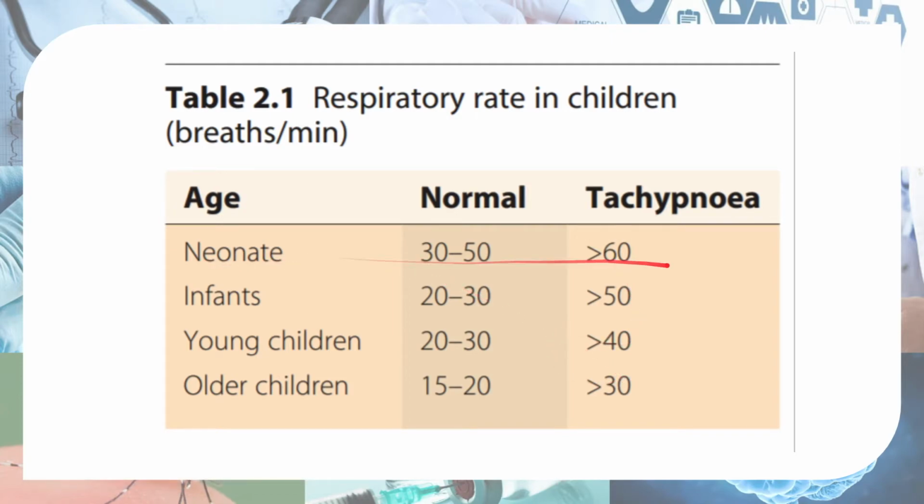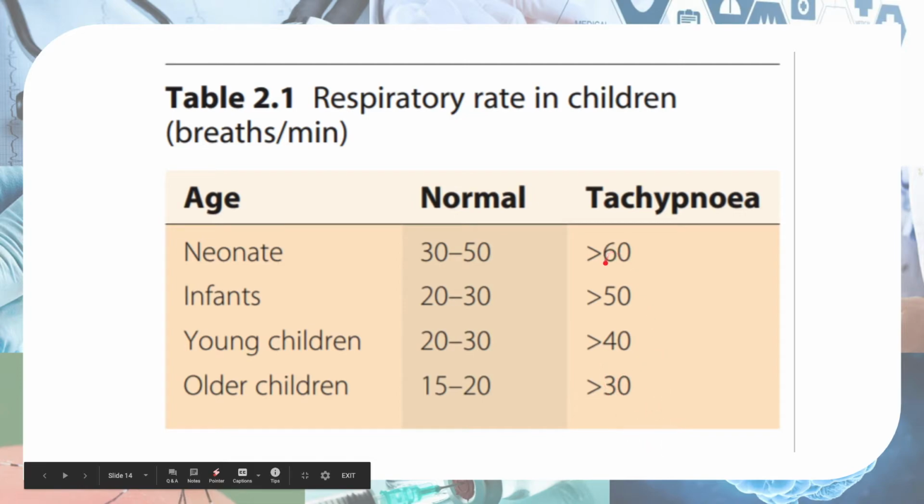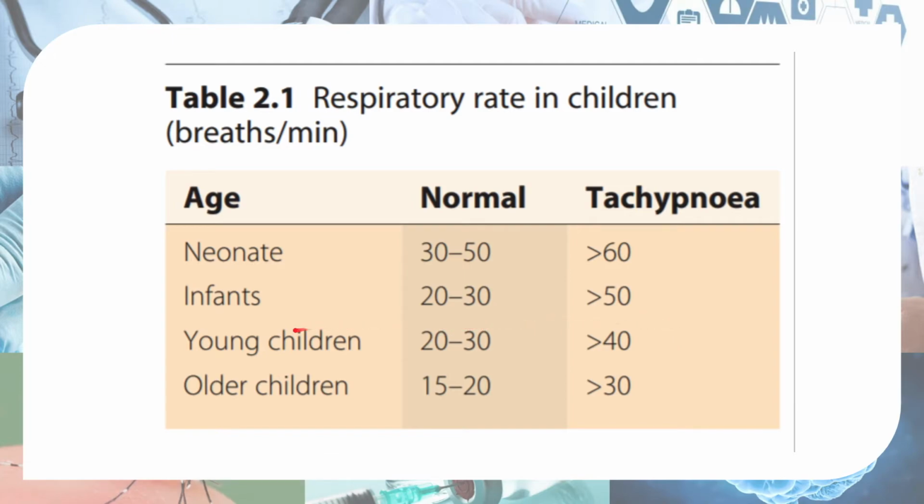So in neonates, we look at the tachypnea range. So neonate tachypnea is more than 60. So infants is more than 50, young children more than 40, older children more than 30. It's very, very nice to remember 60, 50, 40, 30, but then there's no toddlers here. So you might be tricked.